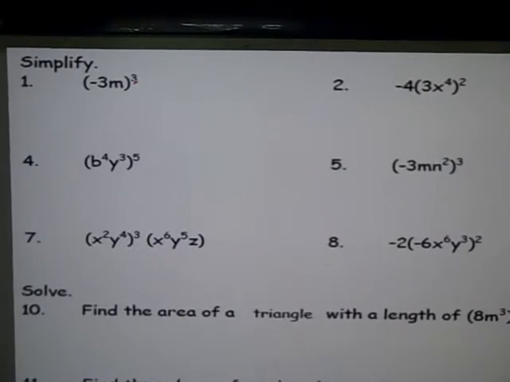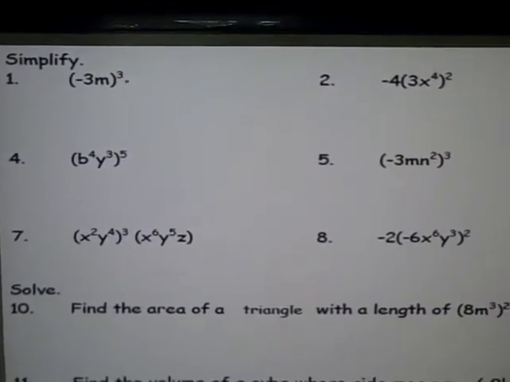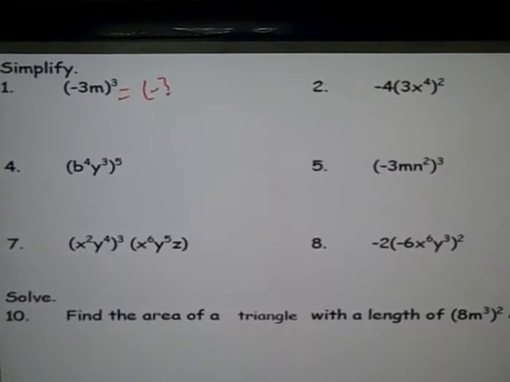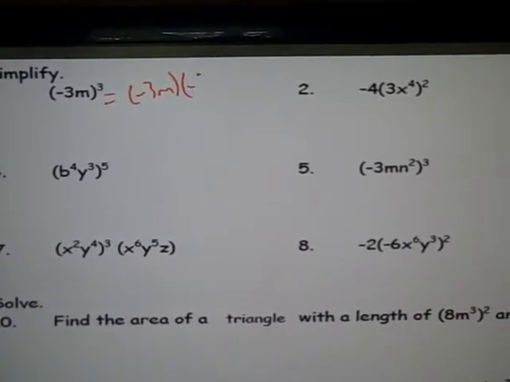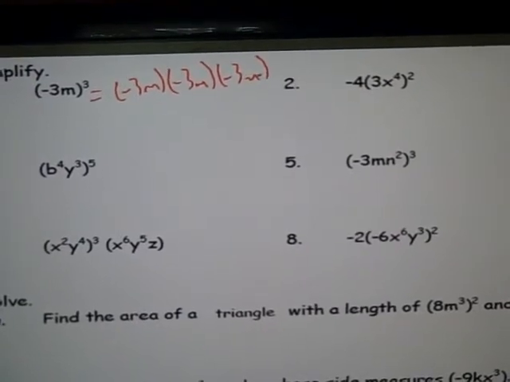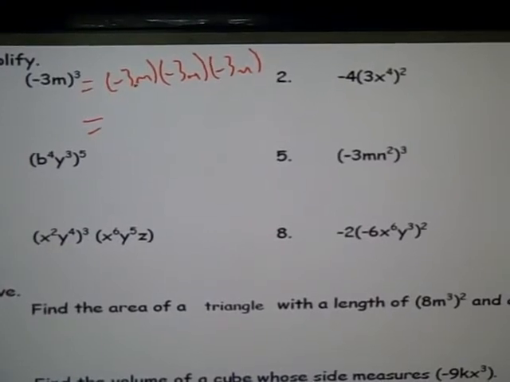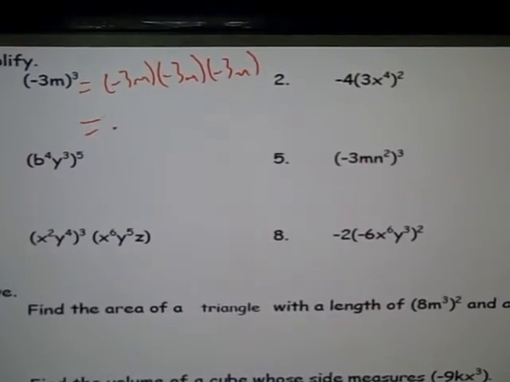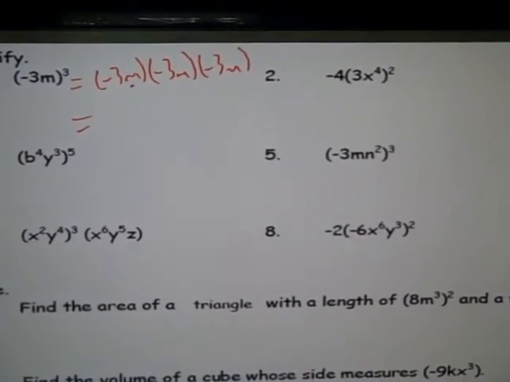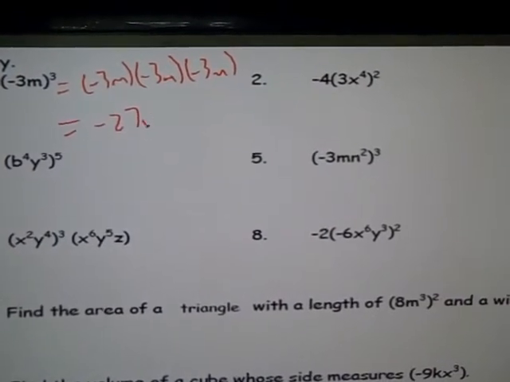Here are some practice problems. Number 1, negative 3m to the third power. What we're really doing is taking negative 3m and multiplying it times negative 3m and another negative 3m, a total of 3 of them. We account for all the negative 3's. It's the same as negative 3 times negative 3 times negative 3, which gives us negative 27. And then we count the m's.